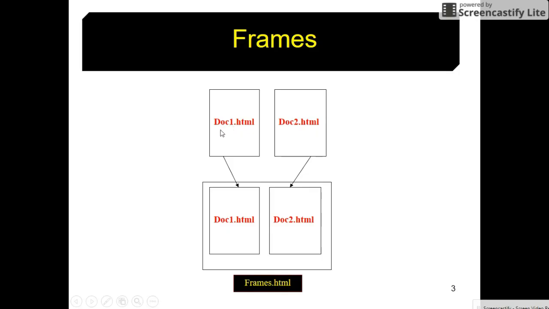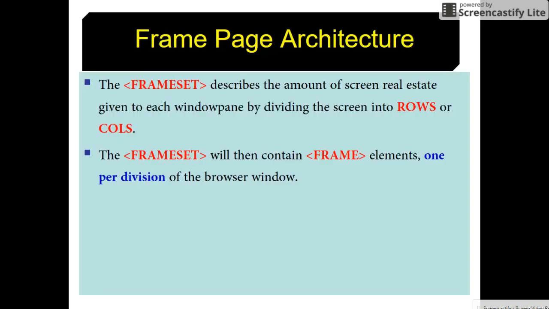Take an example. Here we have defined two different HTML pages, doc1.html and doc2.html, and we have defined a third HTML page named frames.html, and it consists of these two HTML pages displayed on a single screen. So how can we do this? We can make a frameset object in frames.html where both other pages are to be displayed, and associate a frame object to each of those HTML pages.